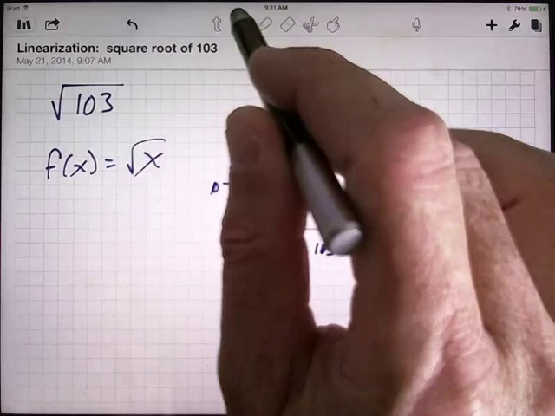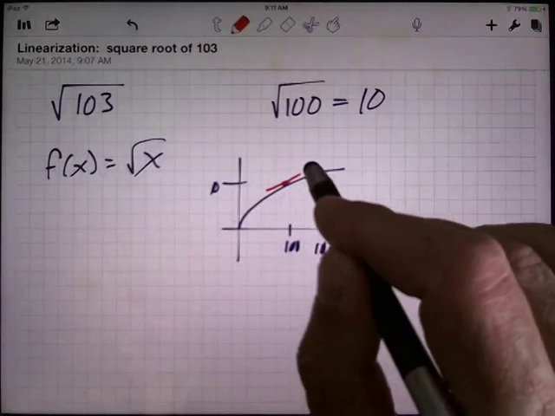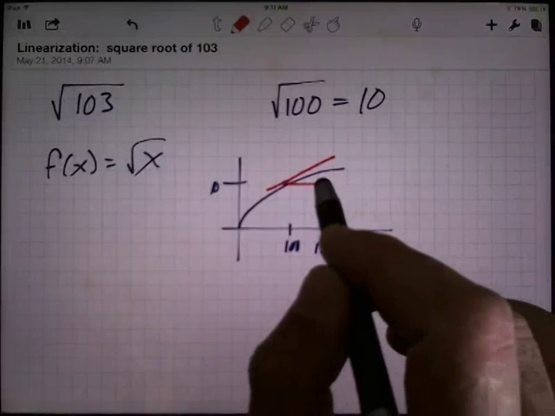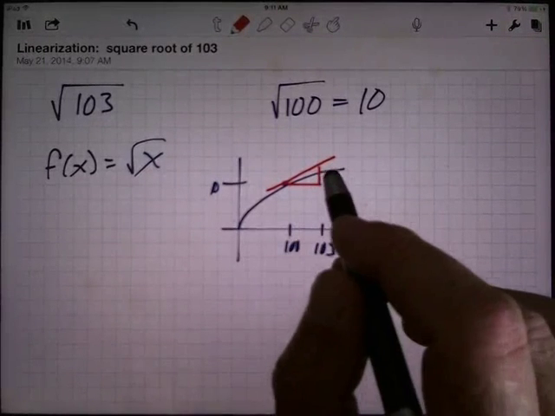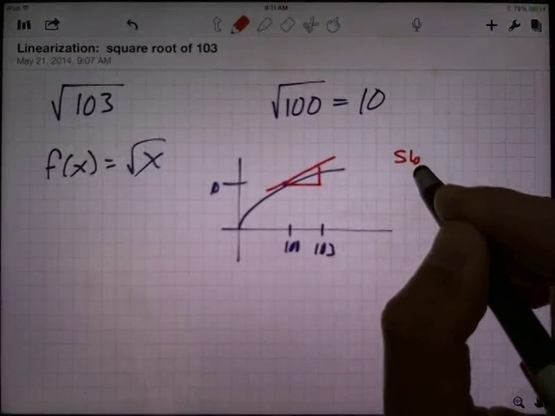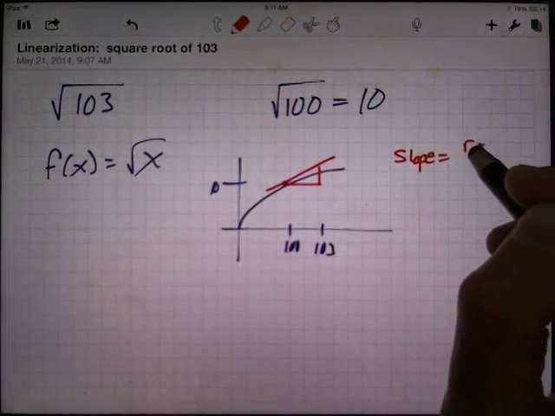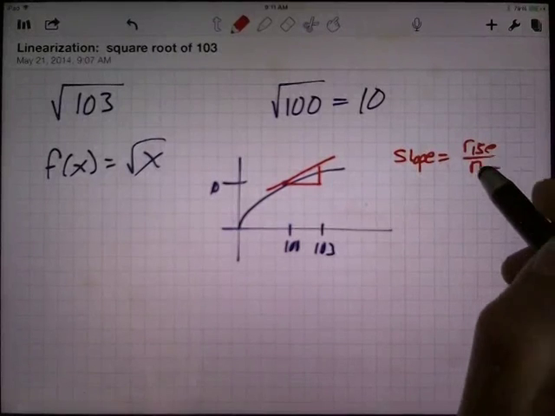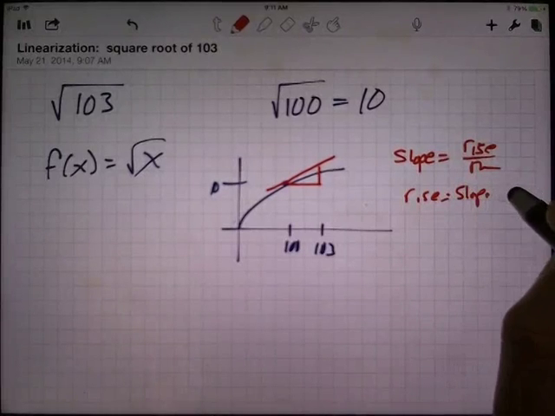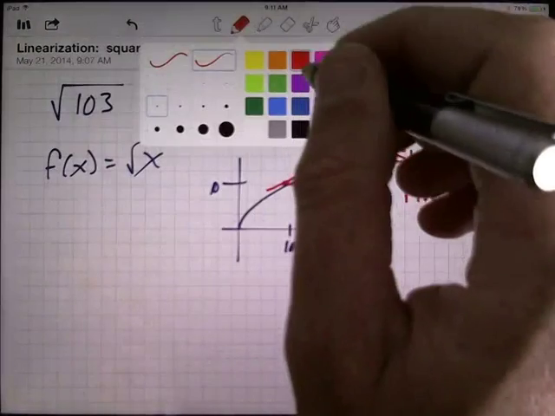I can use essentially the tangent line to approximate the value. So if I were to say, I'm going to move over 3, how far up do I go? Well, the rise, let me see, how does this work? Slope equals rise over run. So the rise is the slope times the run, right?